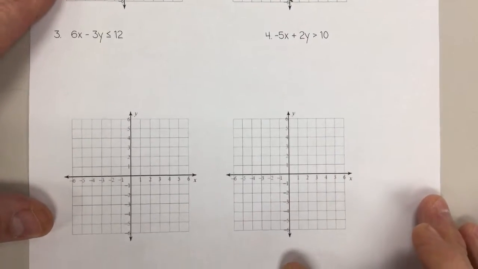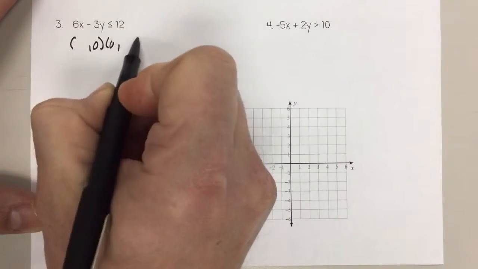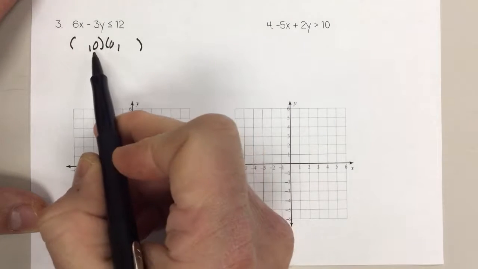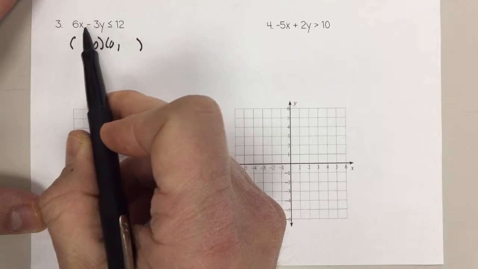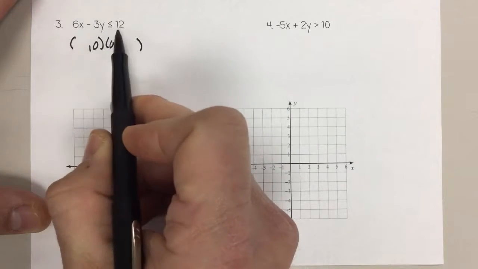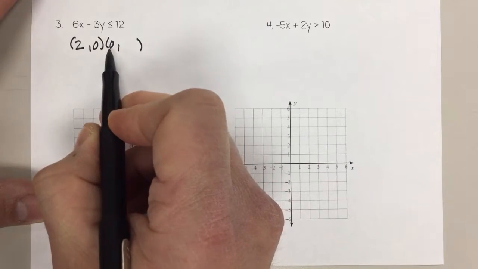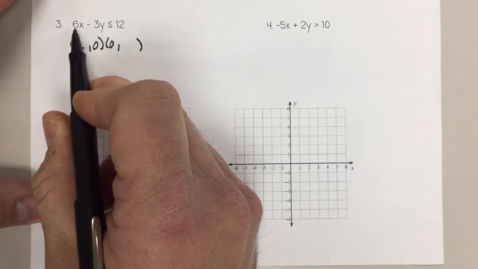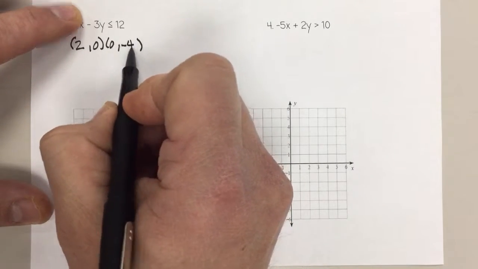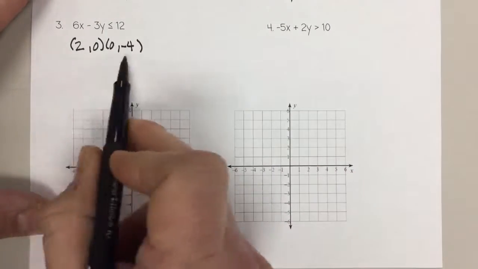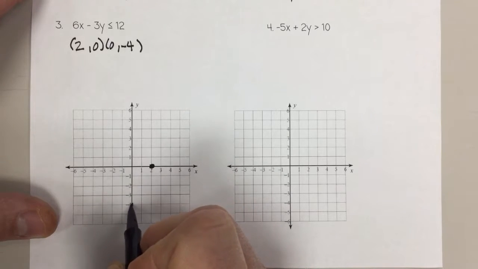Let's try another example, number 3. Again, you always start by making the eyes. This is a y, because it's the second number. Plug it in here. So I get 12 equals 6x. So I divide both sides by 6. 12 divided by 6 is 2. This 0 is in the x position, so that goes here. That disappears. 12 divided by negative 3 is negative 4. Now I graph those 2 points. 2, 0, 0, negative 4.